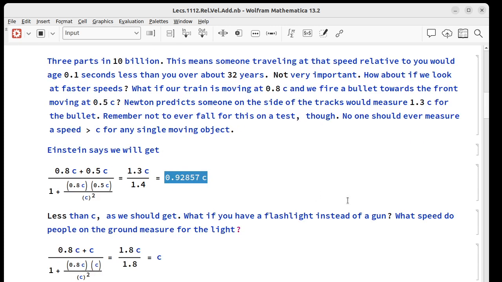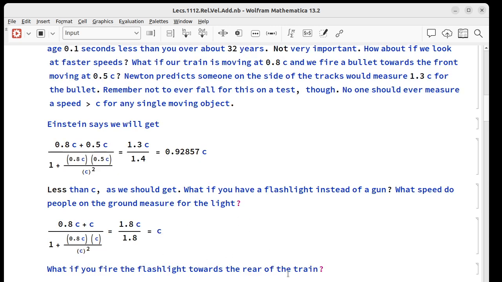What about instead of a gun if you used a flashlight? So now what speed would people on the ground measure for the light? Newton would say 0.8 c plus c. Then Einstein would say, no, you have to divide that by this term on the bottom. 1.8 c, the term on the bottom is 1.8, so we get c. Not surprisingly, people on the ground measure the speed of light just like you do for that flashlight.